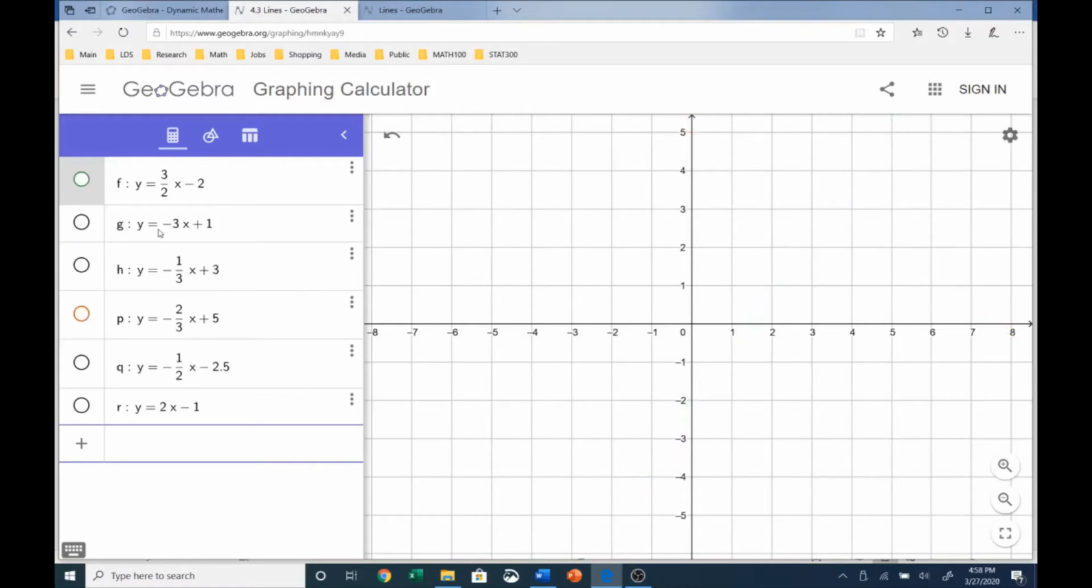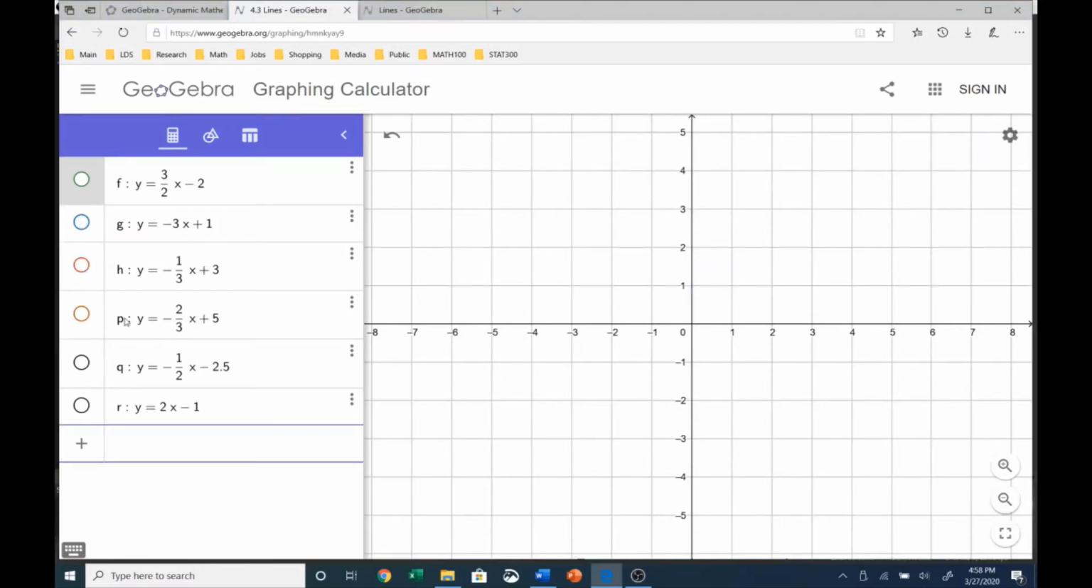Here, line G, y equals -3x plus 1, we need to see if there is another line that has slope +1/3. Although these two lines have slopes that are reciprocals of each other, they are not negative reciprocals of each other. In fact, there is no perpendicular line to line G or H. And finally, line Q and R. It appears if we were to multiply the slopes of both of these, -1/2 times 2, we would result in -1. And indeed, these two lines are perpendicular to each other.